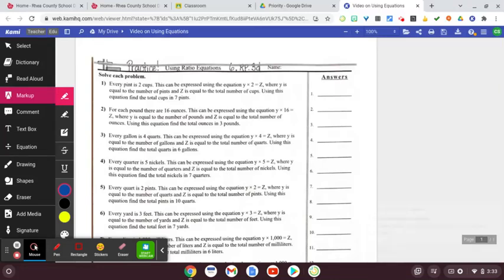Hi, if you're struggling with the worksheet that I gave you guys on using ratio equations, let me do the first three problems with you so you can maybe see it a little bit better. Okay, so the first one says every pint is 2 cups.